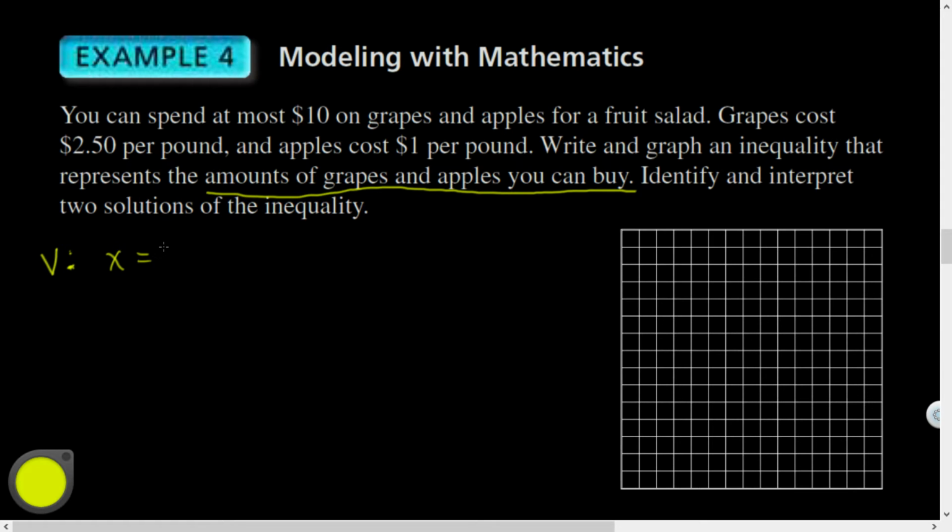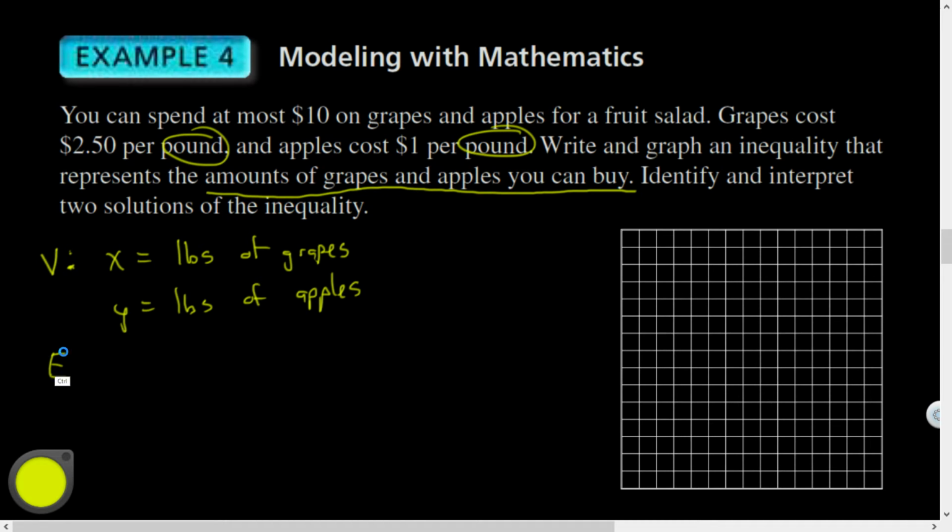Let's see. How do I measure amount of grapes? Oh, these are measured in price per pound. So I'm probably going to want x's pounds of grapes. LB, LBS, pounds of grapes. And let's let y equal pounds of apples. And now let's write, I was going to write E for equation, but in this case, this is going to be an I for inequality. And there's going to be just one inequality here.